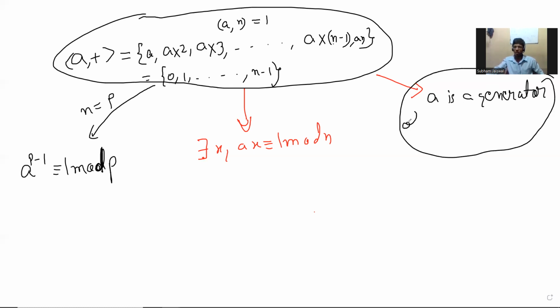of what? Of Z_n, meaning that thing, right? Where you do addition modulo n. Under what? Under addition, not under multiplication. That was something which we had seen last time, but this is just under addition. A is a generator.